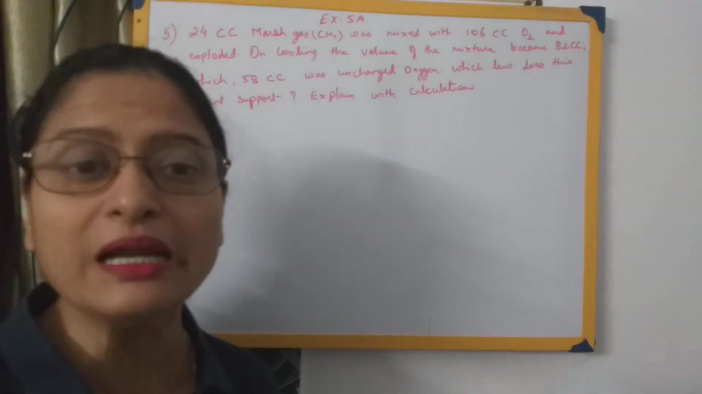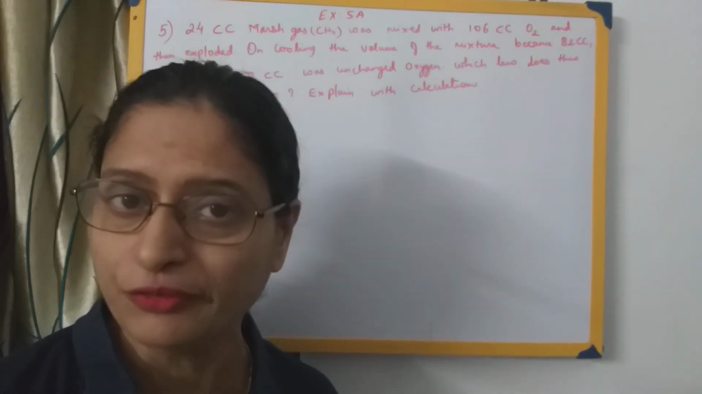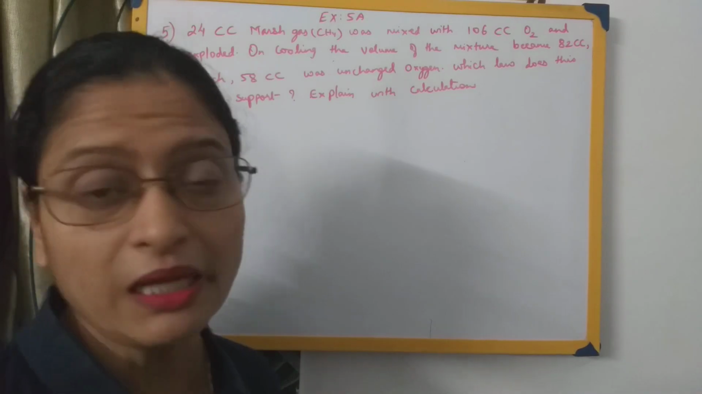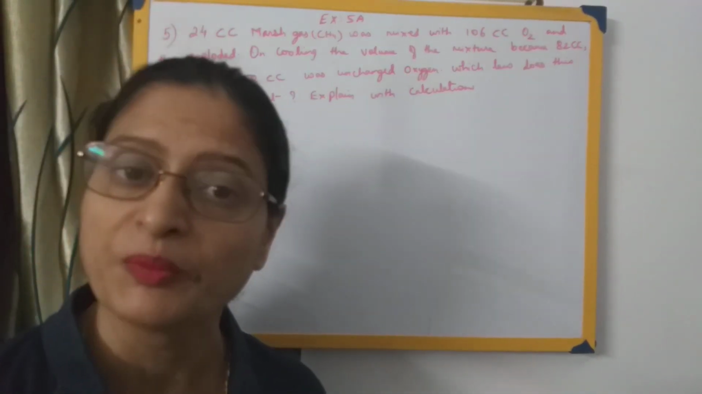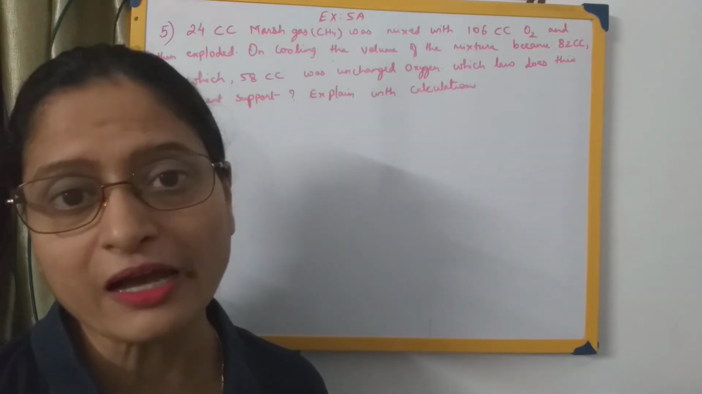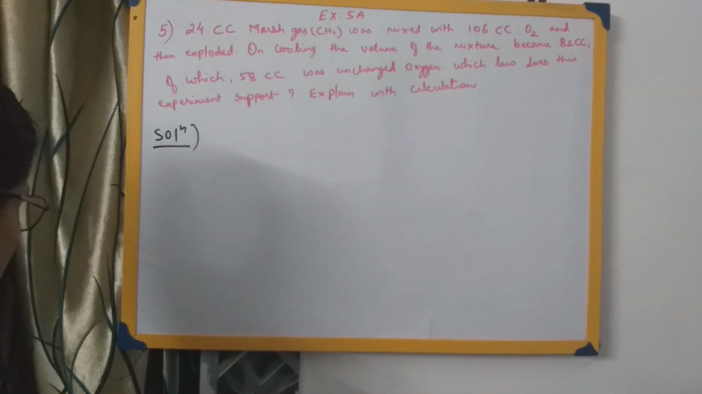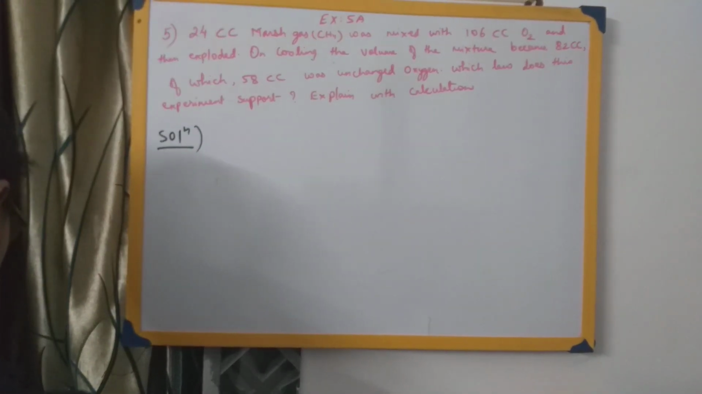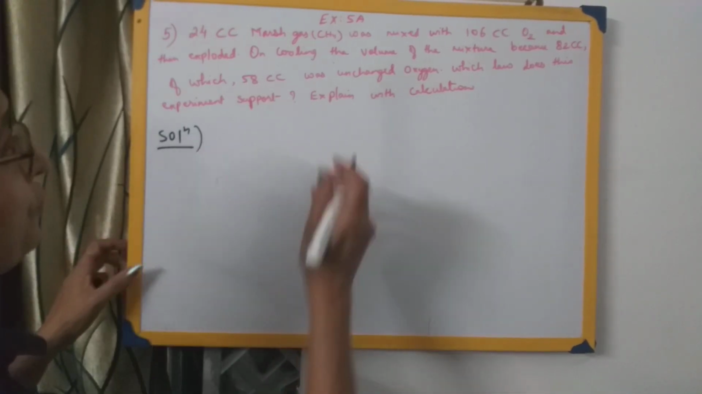Now once we get the amount of oxygen used up, the amount of carbon dioxide formed and the amount of methane used up in the reaction, from all these data we have to find out which law the reaction supports. So let us first work on it. Let us find out the amount of oxygen used up and the volume of carbon dioxide that has been formed in this reaction.